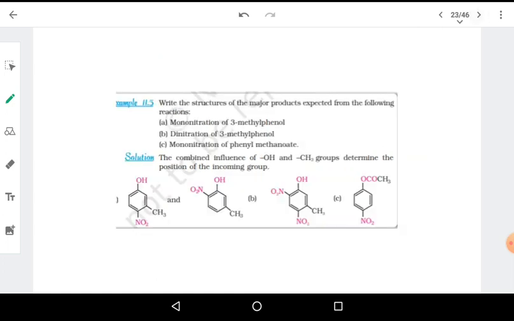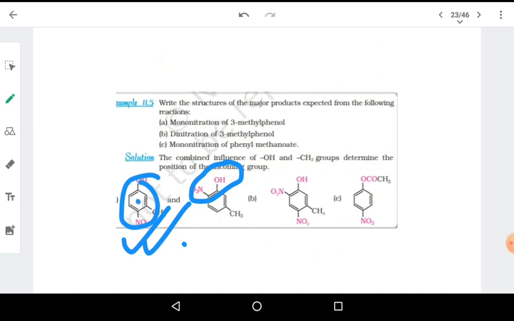Now this is a question given in NCERT. Write the structures of the major products expected from the following reactions. Mononitration of 3-methylphenol. So there is a methyl group present, so it will come like this, right? The para product will be obtained over here. Now if we have dinitration, what happens? Then also we will get ortho and para product over here in the first case. Second case, there is dinitration. If it is dinitration, we will be getting both ortho and para position filled.